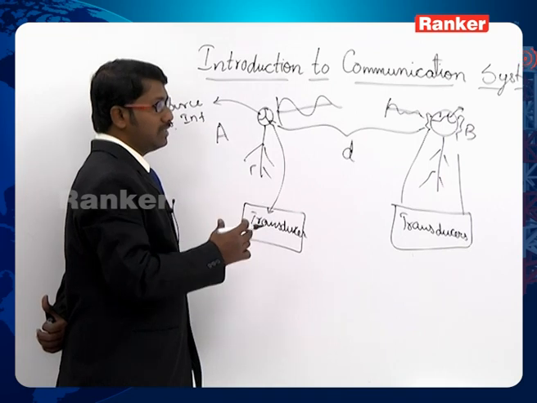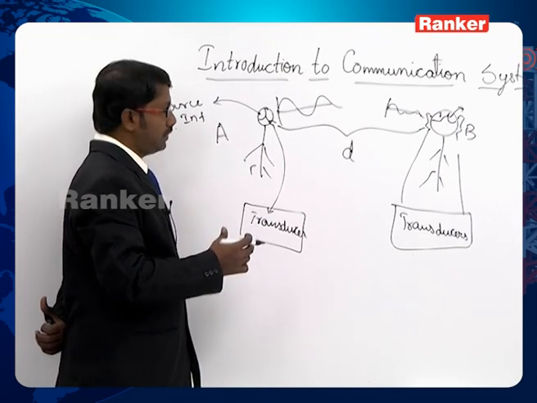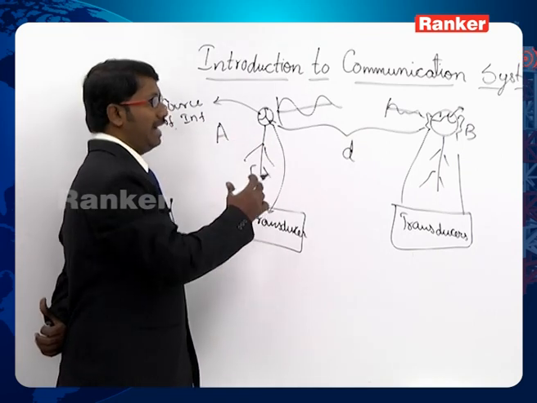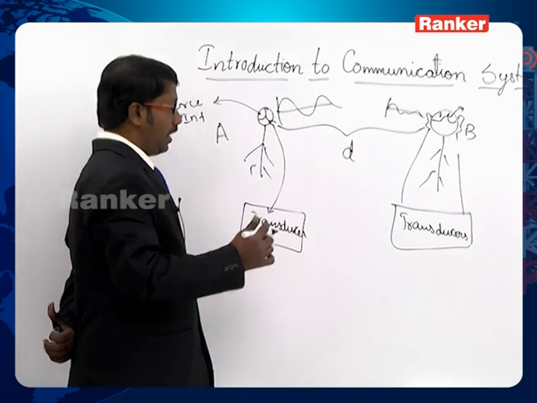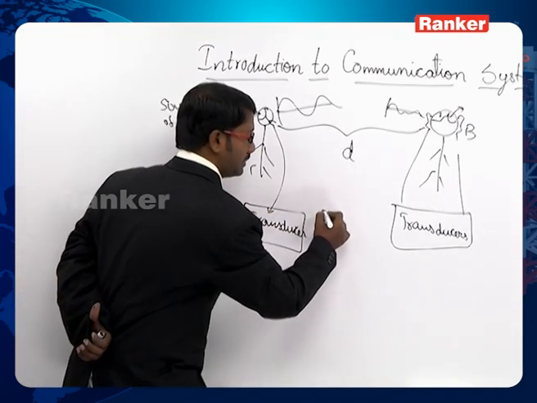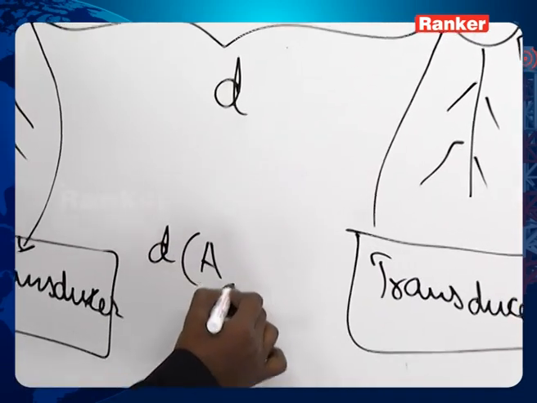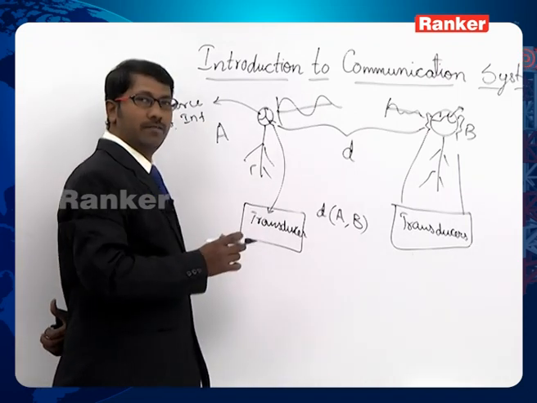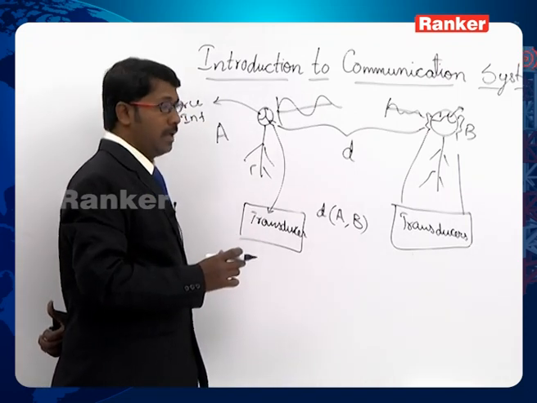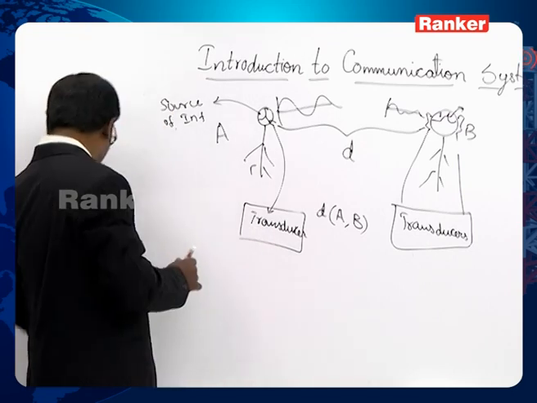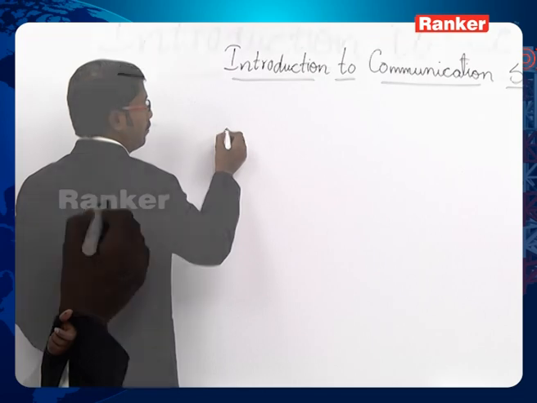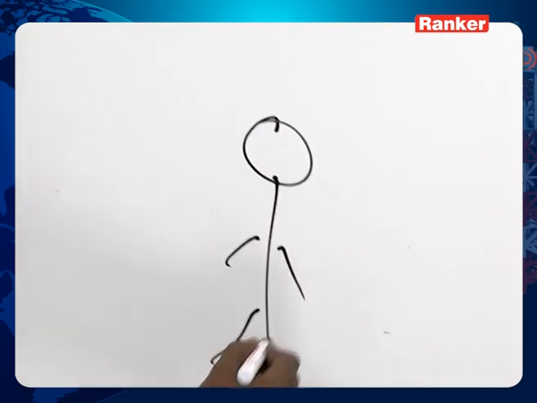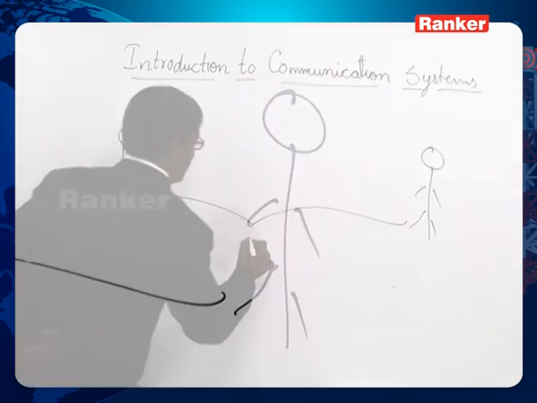Now let me consider the second case of this illustration, wherein A and B are at a distance beyond D. Let me call this communication D of A comma B, where D is the distance between A and B which is enough for establishing communication. Now let us consider the second scenario, wherein the distance between A and B is increased to a value called D dash.